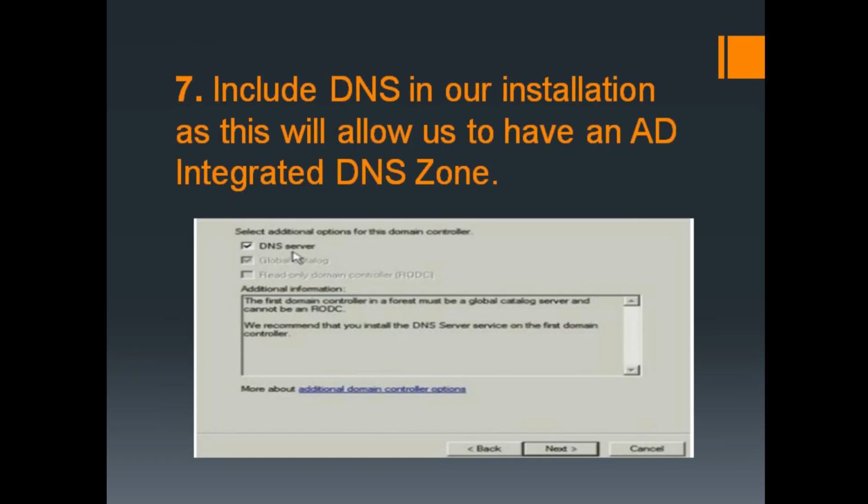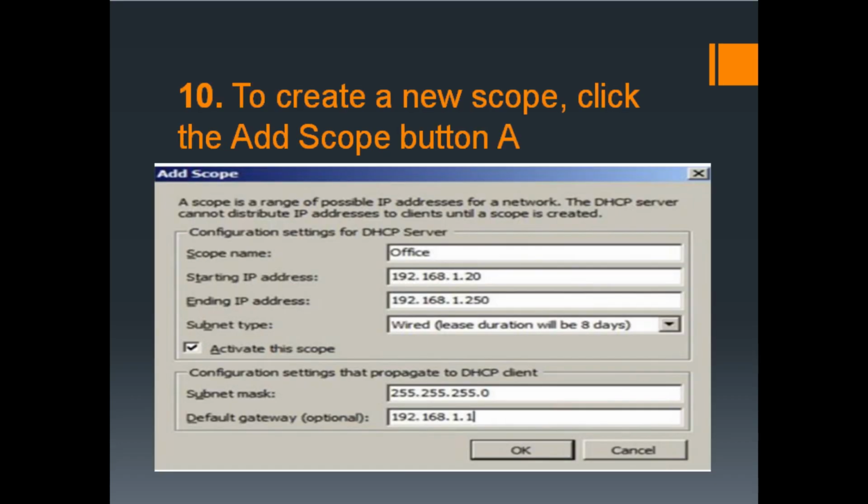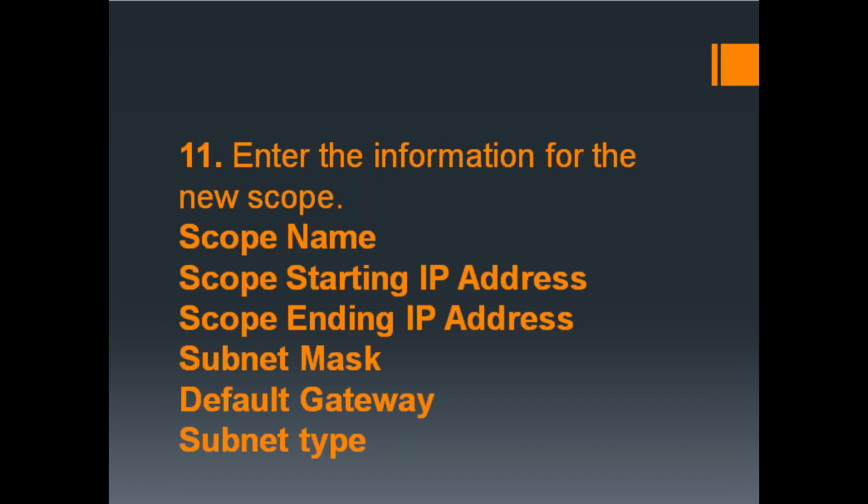7. Include DNS in our installation as this will allow us to have an AD integrated DNS zone. 8. Click Next. 9. If you want to enable WINS configuration, do so and then click Next. 10. To create a new scope, click the Add Scope button. 11. Enter the information for the new scope.